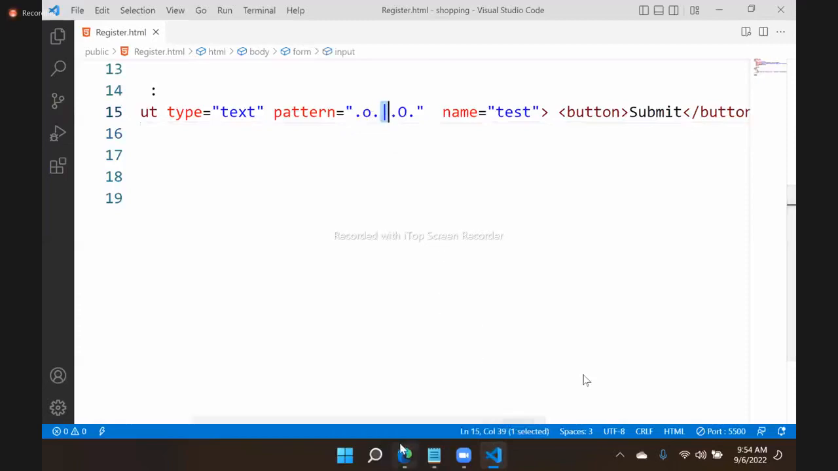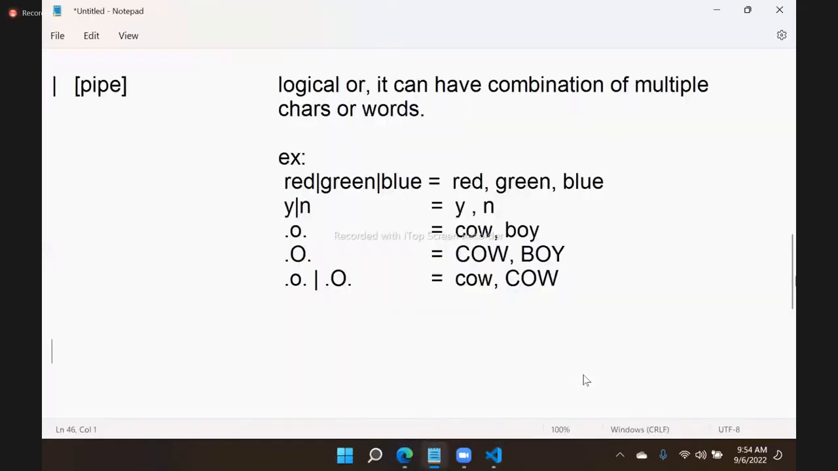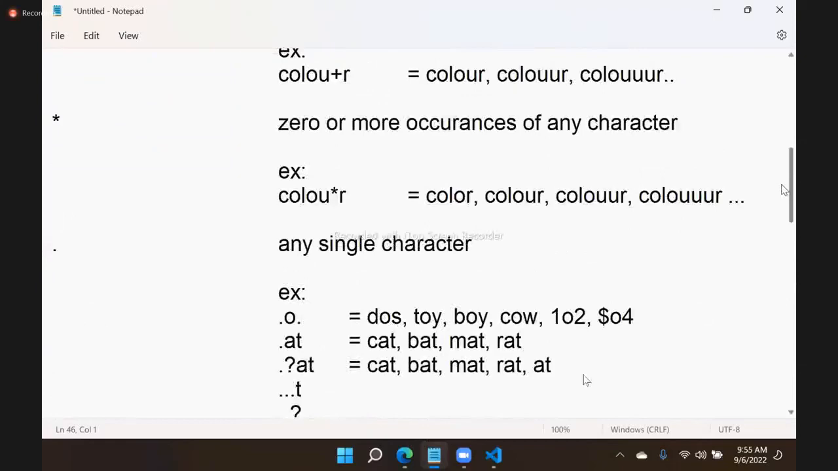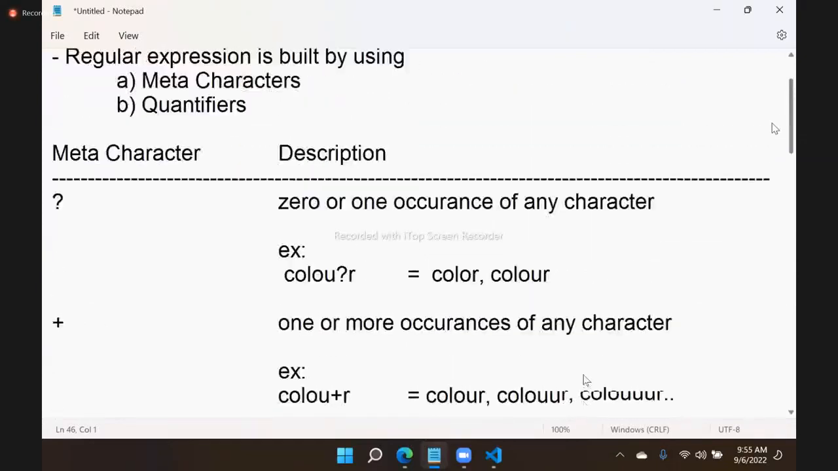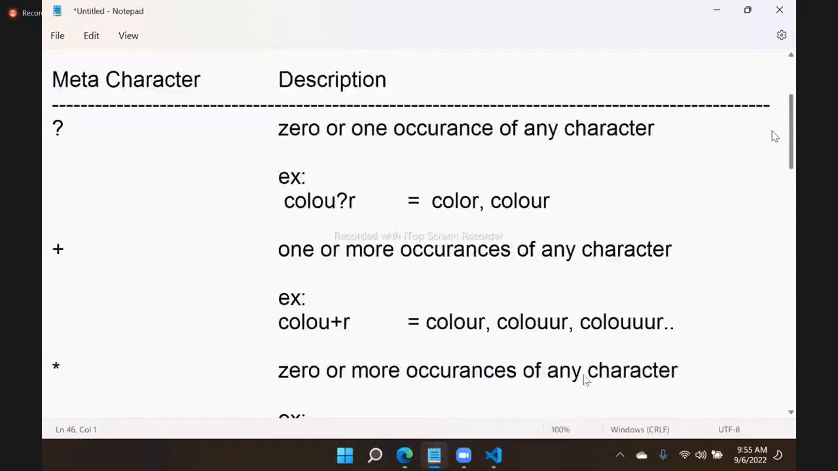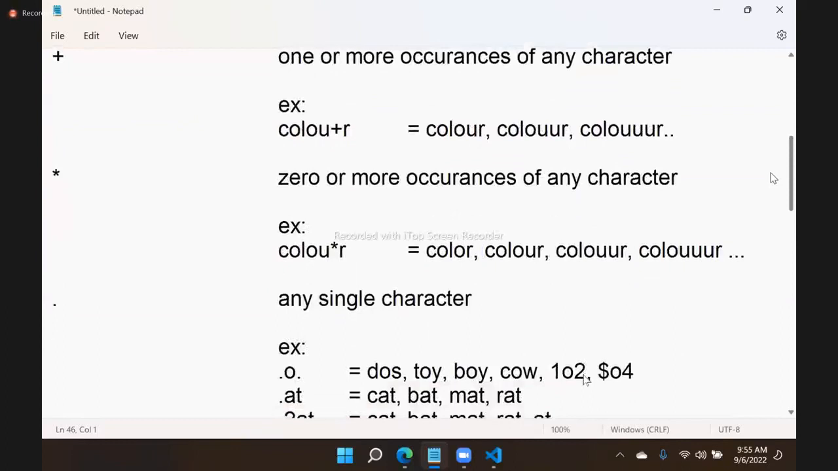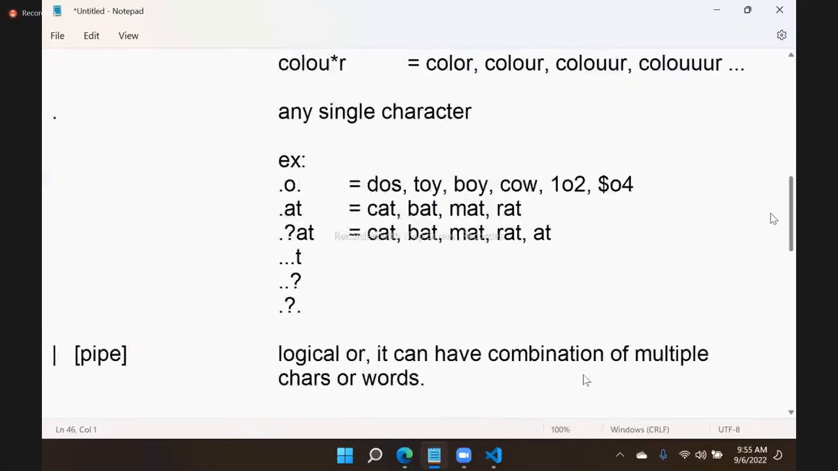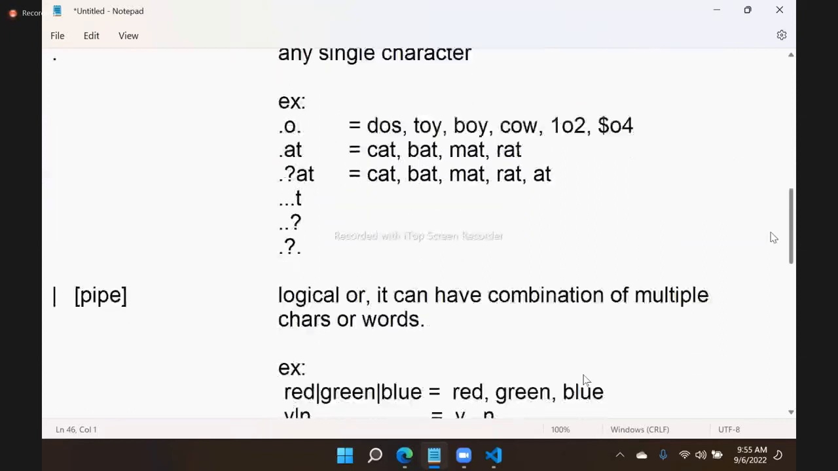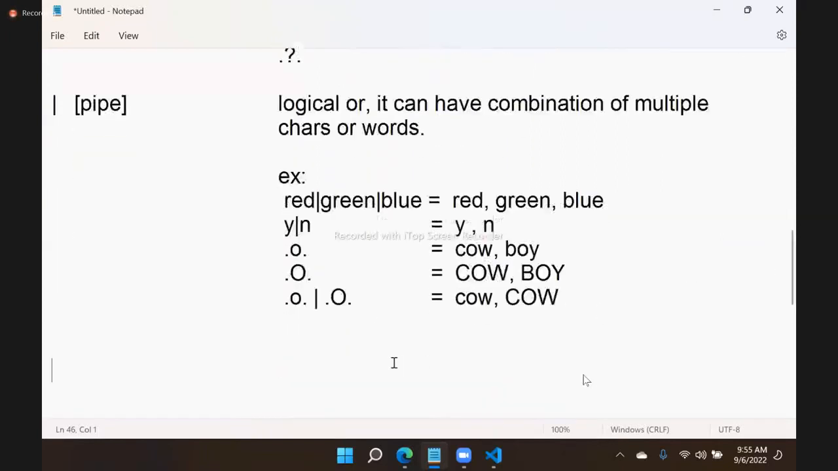So you have a combination of so many meta characters now. Understood these things? Question mark is for 0 or 1 occurrence. Plus is for 1 or more occurrence. Asterisk is for 0 or more occurrence. Dot is for a single character, any single character. And pipe is used for or.